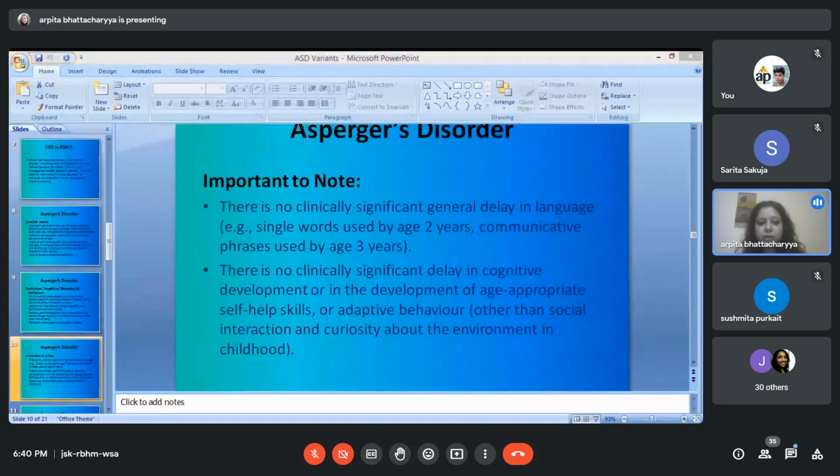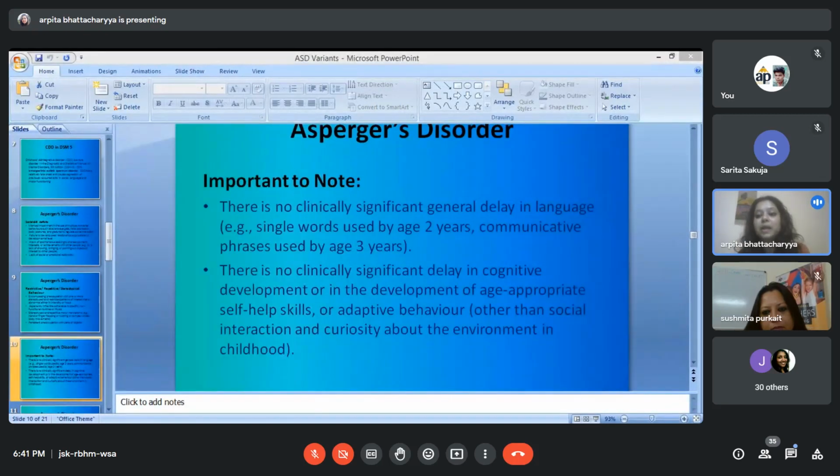Now, this is important to note, as I have marked it, that there is no clinically significant general delay in language for Asperger's. So there is no speech delay for Asperger's syndrome. Single words used by two years. Yes, they can use single words by 2 years, and they can use communicative phrases. They can talk by 3 years. So there is no clinically significant delay in cognitive development or in the development of age-appropriate self-help skills. They are good with their self-help skills also. Adaptive behavior. So they can adapt to situations also.